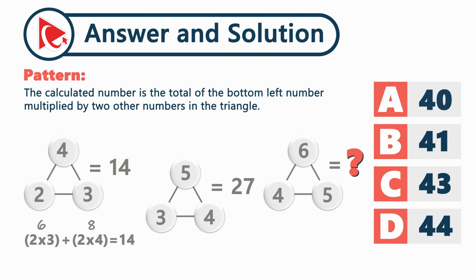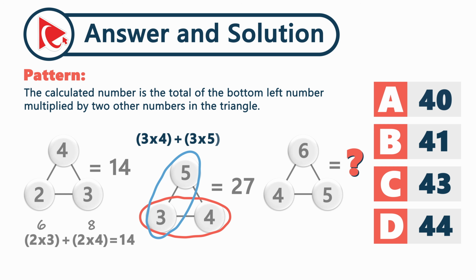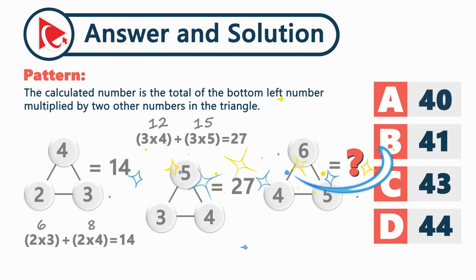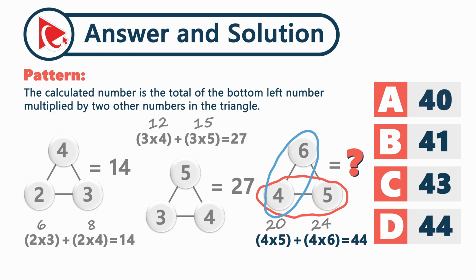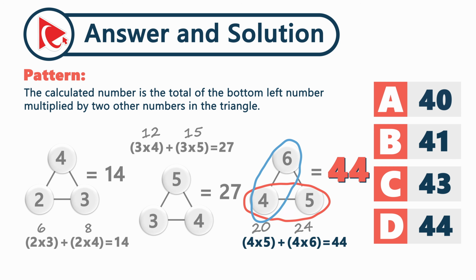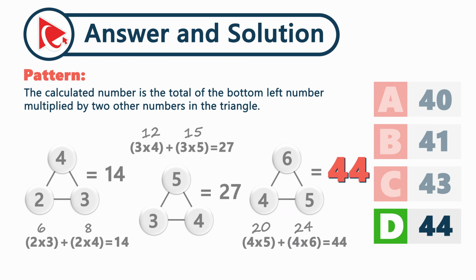Let's verify that we've detected the pattern correctly with the second shape. 3 multiplied by 4 plus 3 multiplied by 5 equals 12 plus 15 and equals 27. And now, it's the magic time to calculate the missing number. 4 multiplied by 5 plus 4 multiplied by 6 equals 20 plus 24 and equals 44. So the correct answer here is choice D, 44.